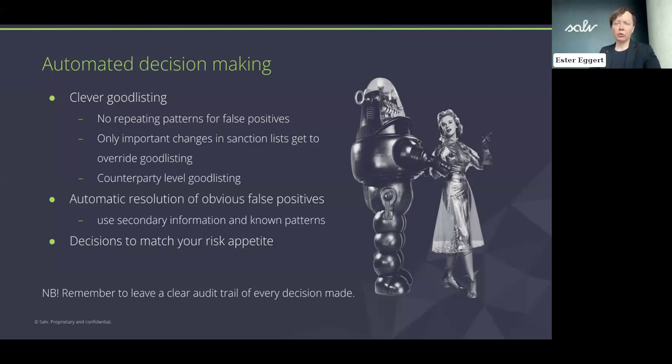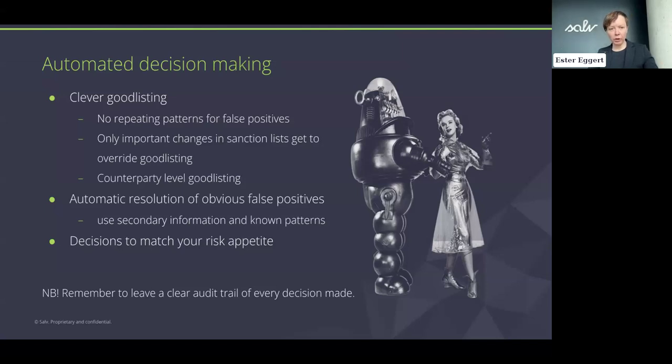So also making decisions on a counterparty level. So it isn't just a transaction on my customer profile, but it's a transaction in relation to some other entity. And it depends what type of entity it is. So having these capabilities. And then in the end, automatic resolution of these obvious false positives.